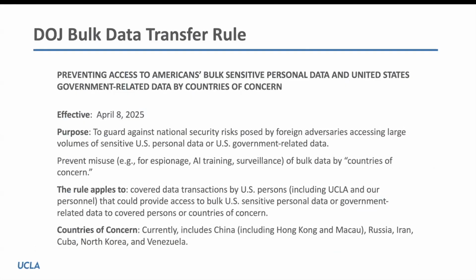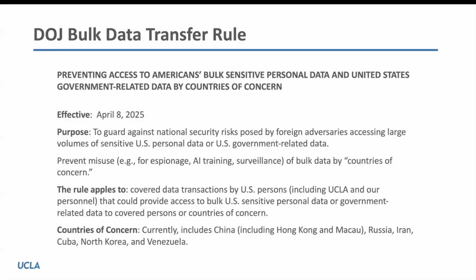So today I'm going to talk about a new Department of Justice rule that regulates how UCLA can share data about US persons or some other types of data, like government data, with international entities and individuals. The name of this rule is "Preventing Access to Americans' Bulk Sensitive Personal Data and United States Government-Related Data by Countries of Concern."